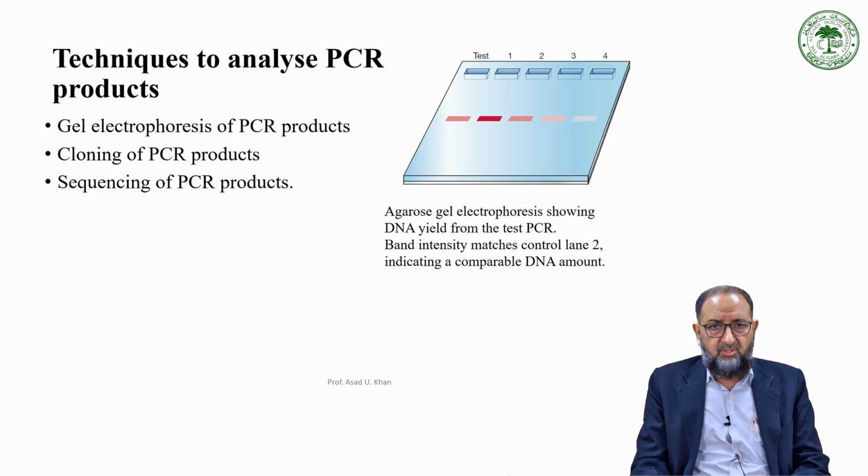So gel electrophoresis of PCR product, then cloning of PCR product, then you have a sequencing of PCR product. So all these things can be done to verify, to confirm the right product being produced through PCR.